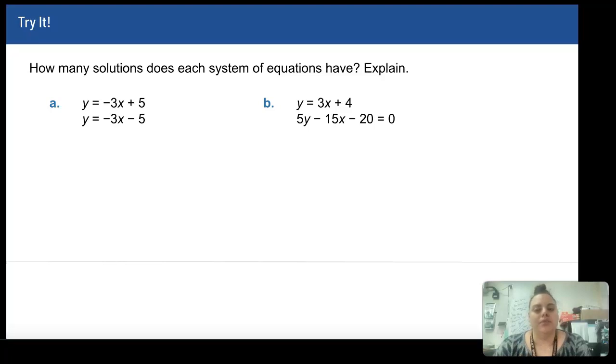Here are 2 examples for you to try. One requires you to change over to slope-intercept form. How many solutions does each system have? 1, none, or infinitely many?